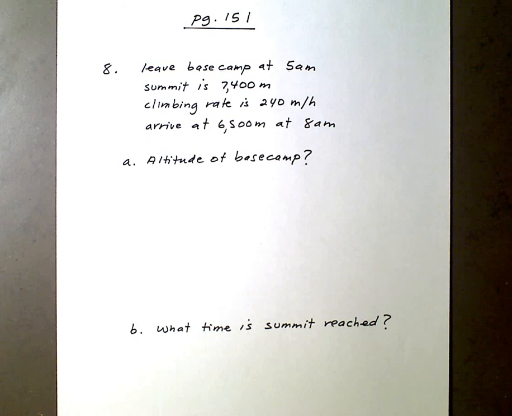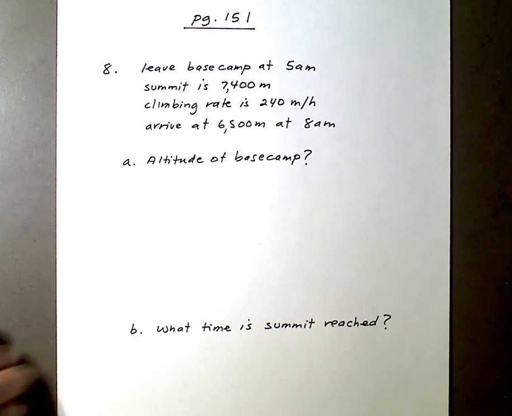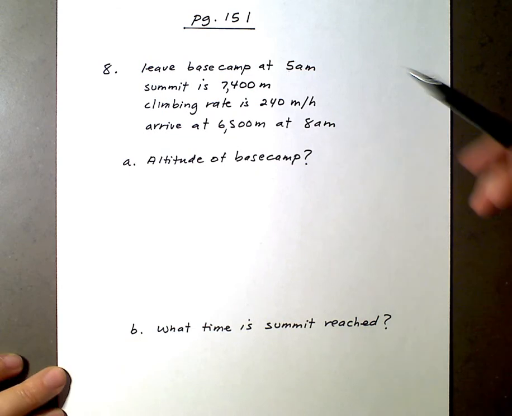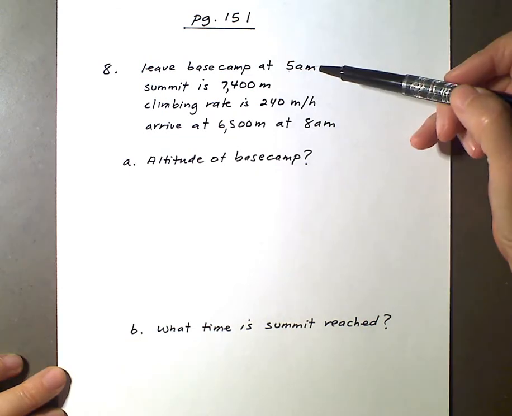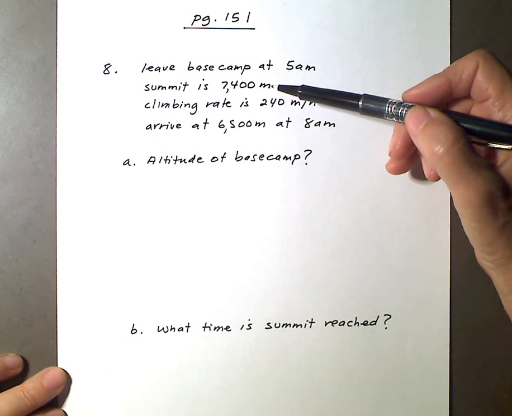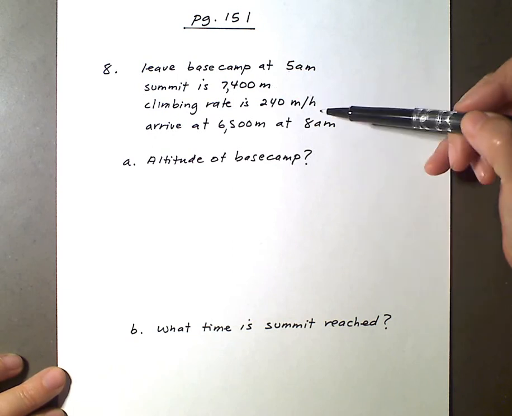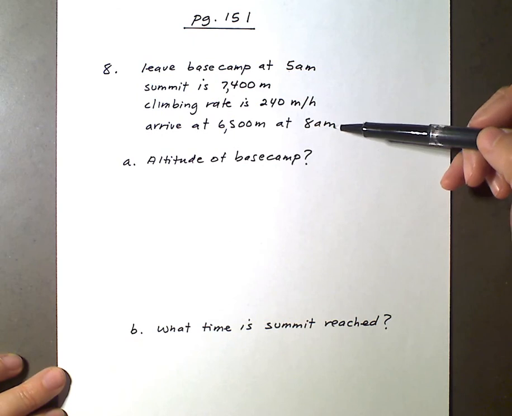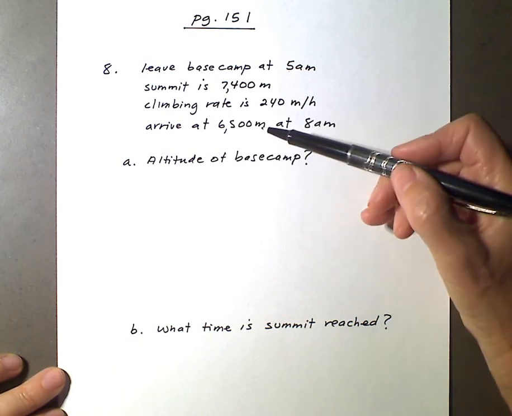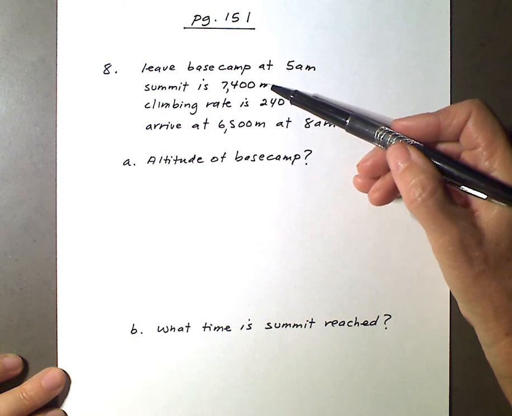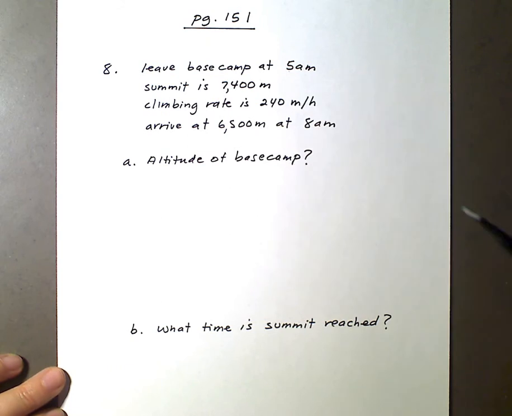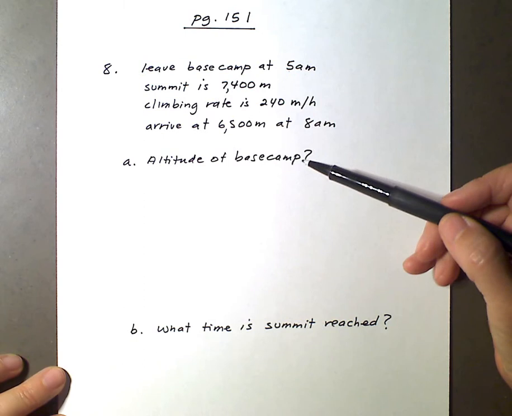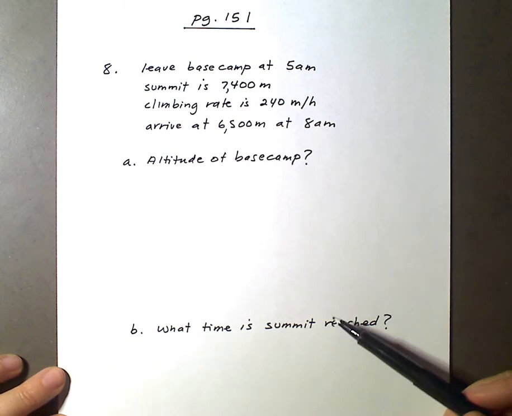Alright, this is word problem number 8 on page 151, and in this scenario we have a mountain climber who leaves a base camp at 5 a.m. to climb a 7,400 meter peak. He climbs at a rate of 240 meters per hour, and at 8 a.m. he's made it to 6,500 meters high on his ascent up a 7,400 meter mountain. So the two questions are, what's the altitude of the base camp, and what time does he reach the summit?